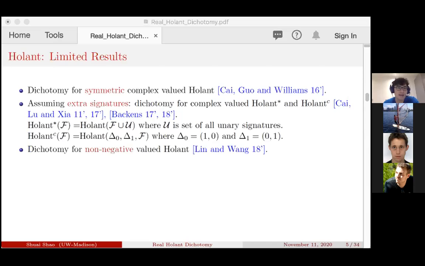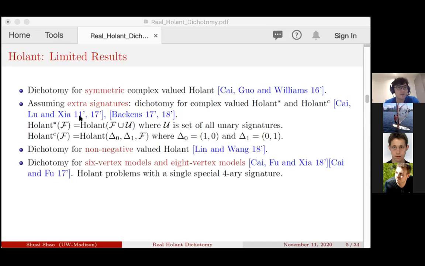Without assuming any actual signatures, a dichotomy was proved for non-negative valued Holant problems. And there are also some dichotomy results for some special cases of Holant problems, such as 6-vertex models and 8-vertex models. These models are Holant problems parameterized by a single special 4-array signature, while the 8-vertex model is more general than the 6-vertex model. The 6-vertex model is also a basic case of counting weighted Eulerian orientations.